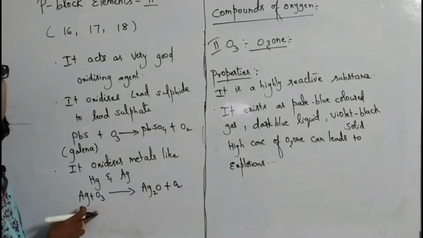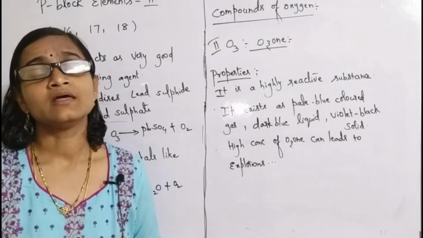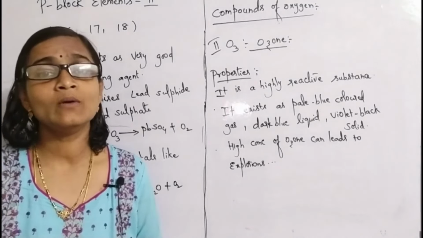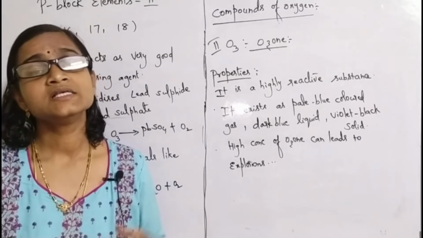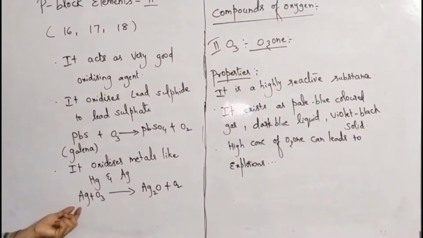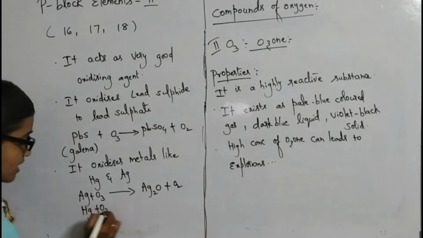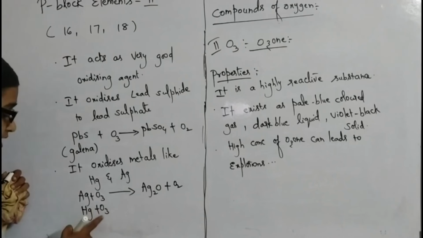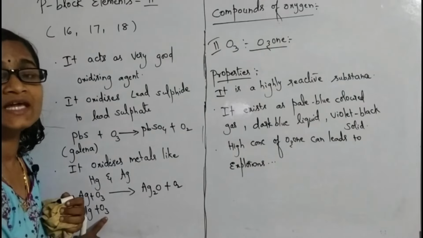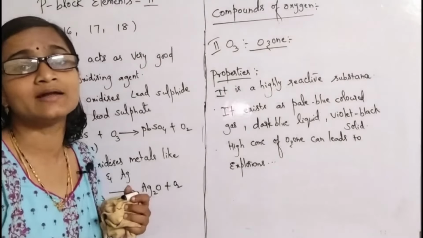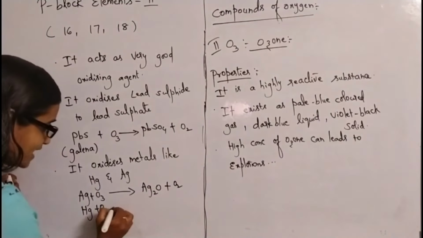Normal oxygen does not react with noble metals like silver, platinum and mercury. That's why corrosion will not happen for noble metals. Corrosion means formation of an oxide layer on the surface of certain metals. Now if you take mercury, Hg plus O3. Silver and mercury are reacting with ozone, but they are not reacting with normal oxygen. They are less reactive. They are present at the bottom of the reactivity series.